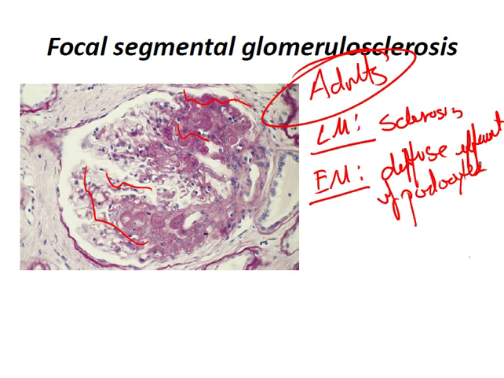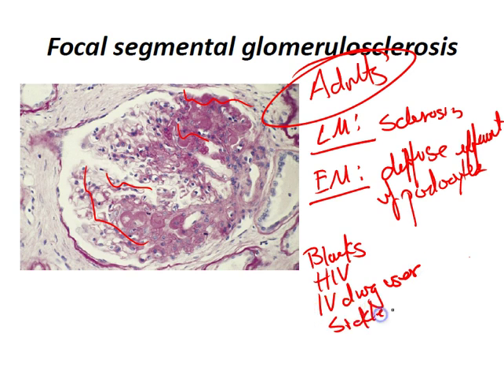So focal segmental glomerulosclerosis is basically minimal change disease in an adult. But the risk factors include what? Blacks, HIV infection, IV drug user, and sickle cell disease. Also obesity and certain things like that.